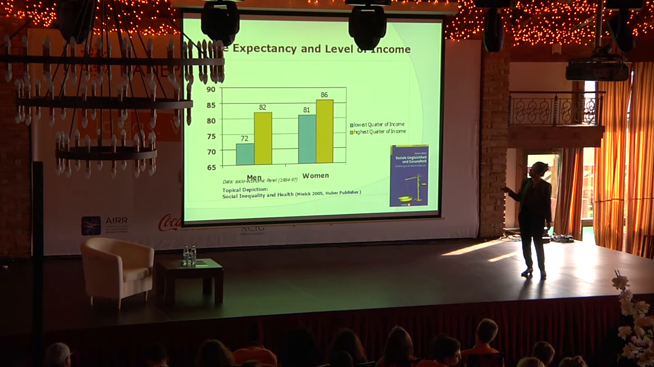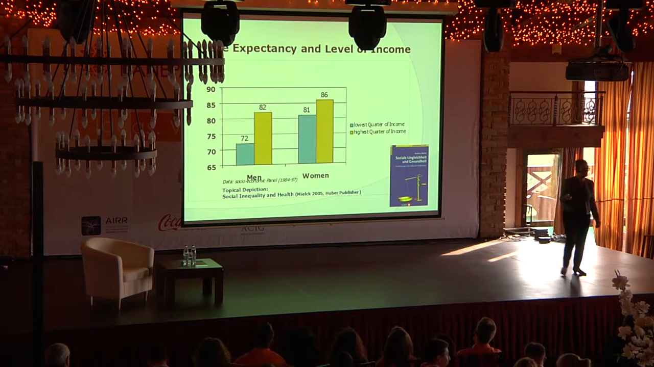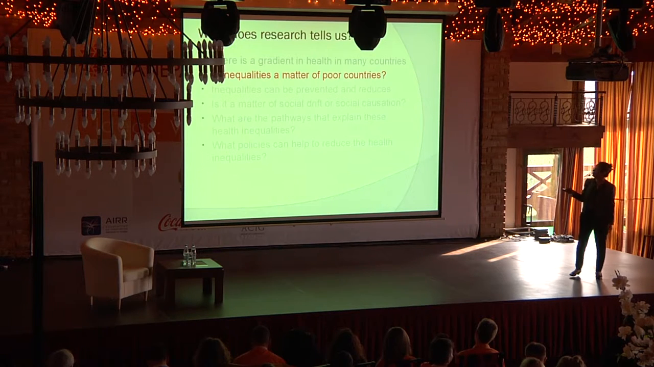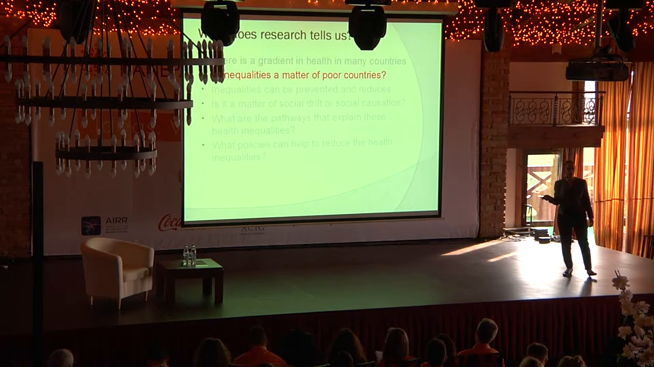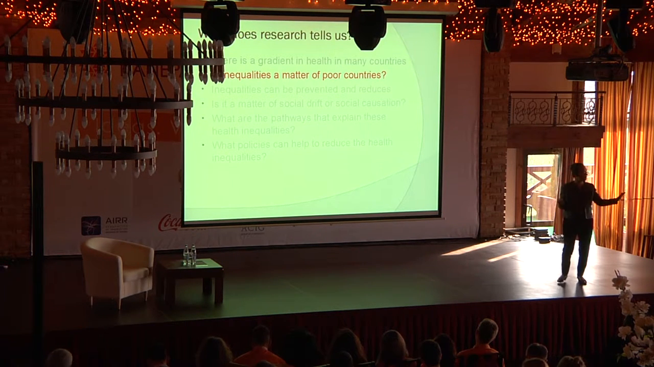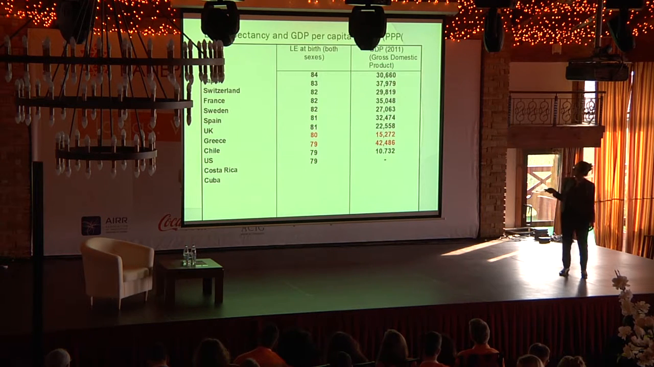The same if we compare men's and women's life expectancy. Women who have higher income have higher life expectancy, the same for men. Women who have lower income have lower life expectancy. So people who have a lower position also live fewer years. Now, the question is: is this a matter of only poor countries, or does this also happen in rich countries? The answer can be found in the next slide.